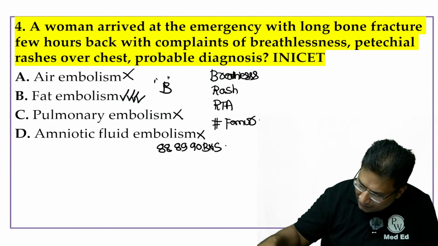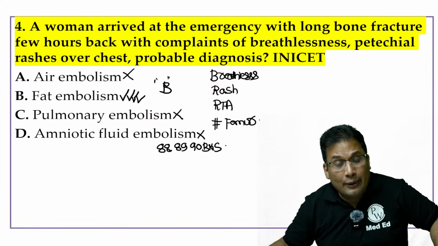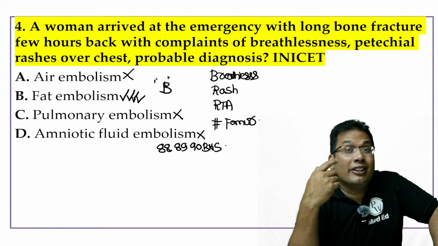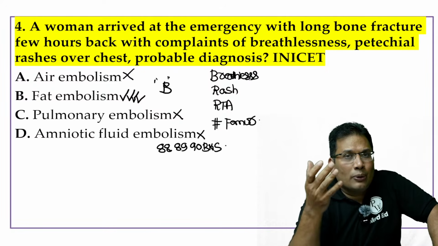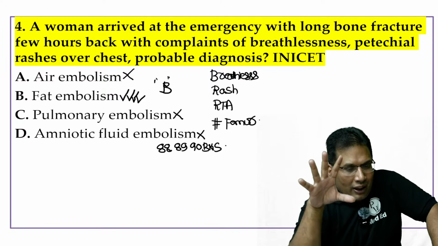Yes, Dhananjay, very good. 88, 89, 90 BNS. 88 means criminal abortion with consent. 89 is criminal abortion without consent. 90 is criminal abortion leading to death of the female. So you will have to remember this. Fat embolism.